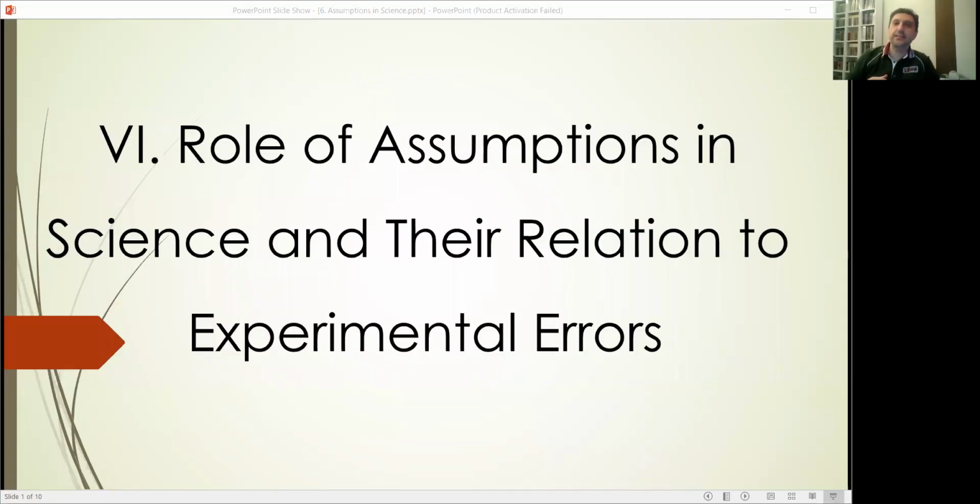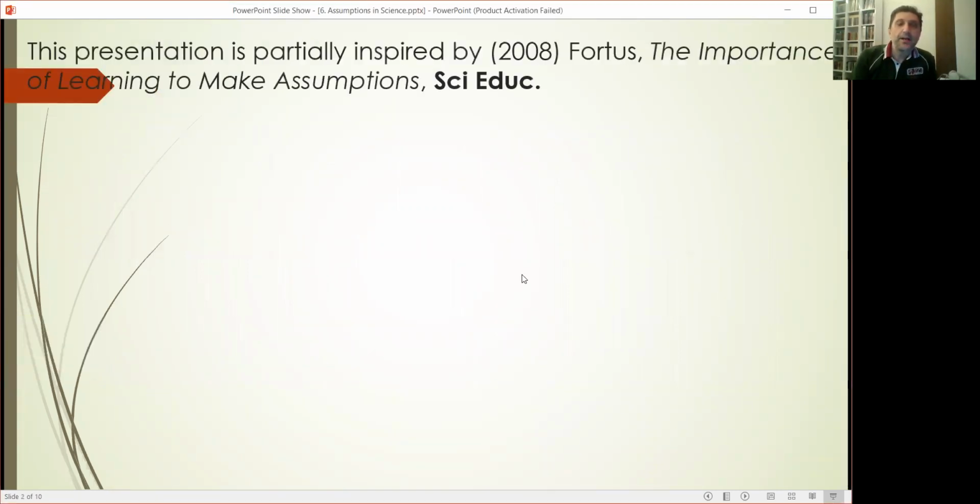So let me start with this presentation. Role of assumptions in science and their relation to experimental errors. This presentation is partially inspired by a paper by Fortus in 2008, on the importance of learning to make assumptions. For those who are interested, you can go to the original source. It's quite an enjoyable paper.